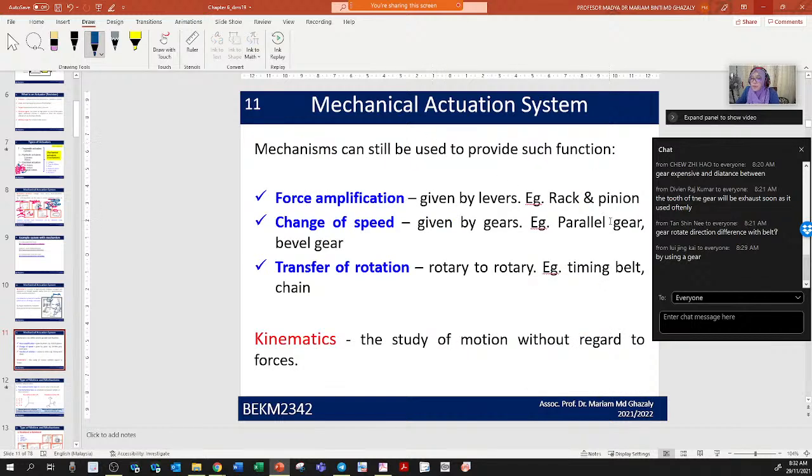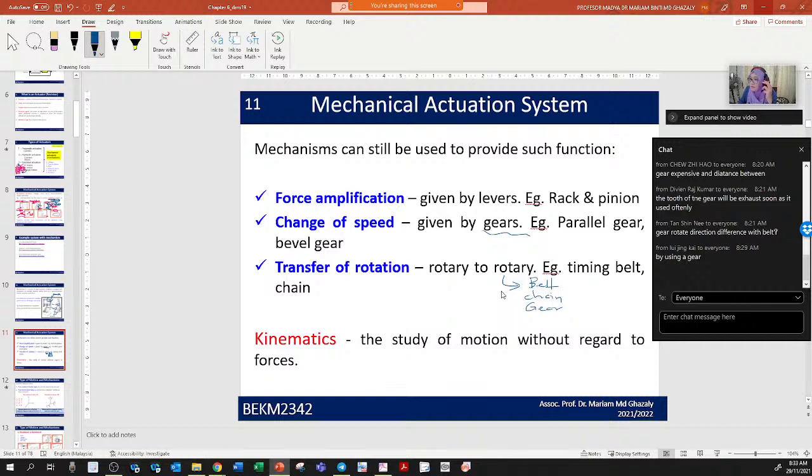So why do you actually need these mechanisms? The first reason is that you need to amplify the force. An example is the lever, or rack and pinion, which can amplify it. If you want to change the speed, you can use a gear system, or a belt and chain mechanism. Or you want to transfer a rotation or a linear translation motion. If you want to convert from rotary to rotary, basically you have three options.